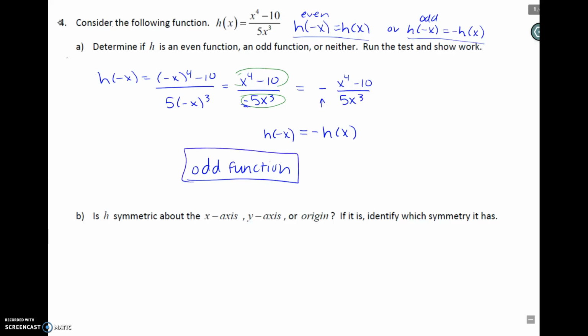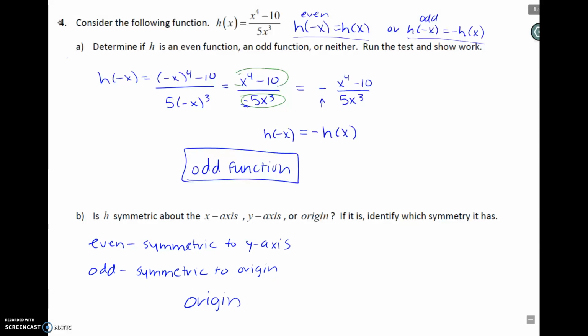It's odd. Is h symmetric to the x-axis, y-axis, or origin? If it is, identify which symmetry it has. Even functions are symmetric to the y-axis. So even, we'll write it, has y-axis symmetry, or is symmetric to the y-axis. Odd is symmetric to the origin. Since we decided this is an odd function, it has origin symmetry. And that is your answer.